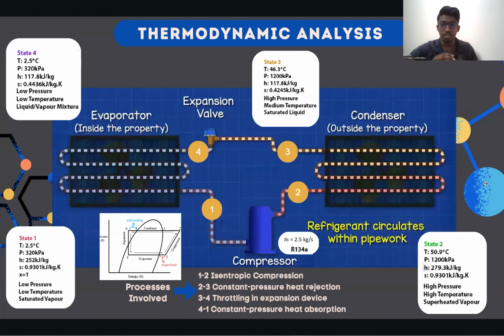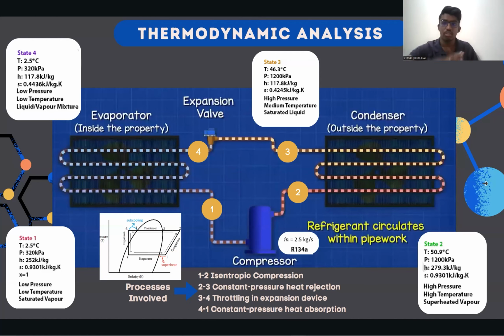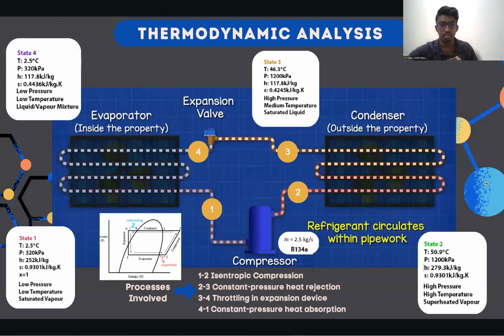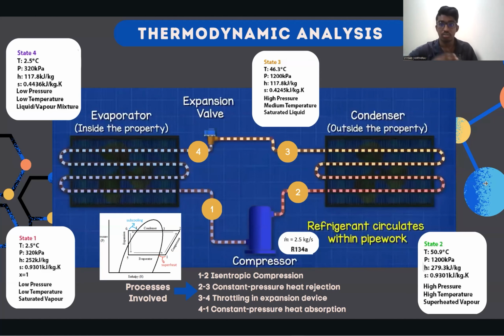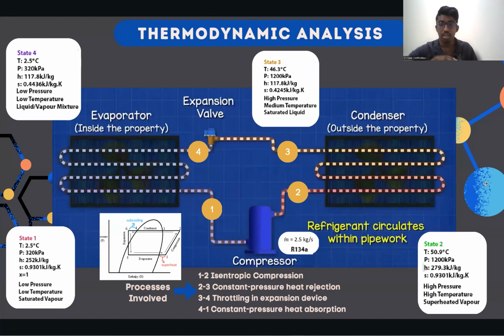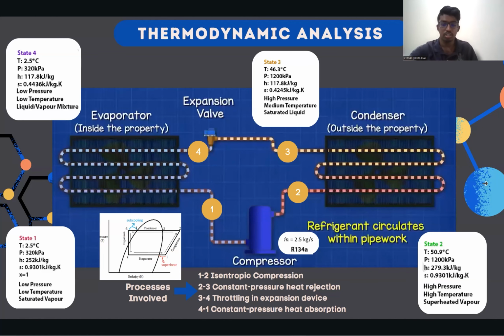Before we start, I would like to mention that the mass flow rate is 2.5 kilograms per second, and the refrigerant we're using is R134a. We also have to identify the state in each of the processes. For state 1, let's say we have a temperature of 2.5 degrees Celsius and a pressure of 320 kilopascals, and we use the property table to identify the enthalpy and the entropy and use those to calculate the quality. We do this for state 1, state 2, state 3, and state 4, and we have listed the values for each of them.